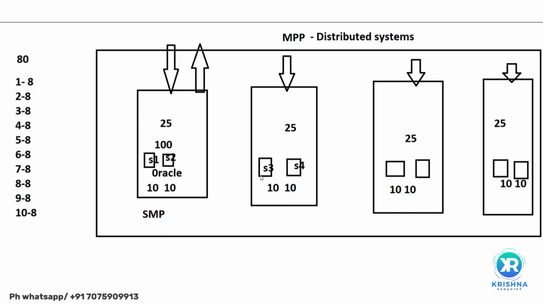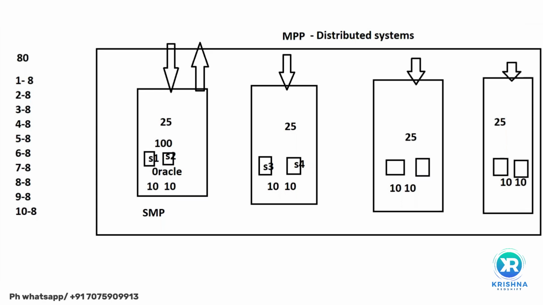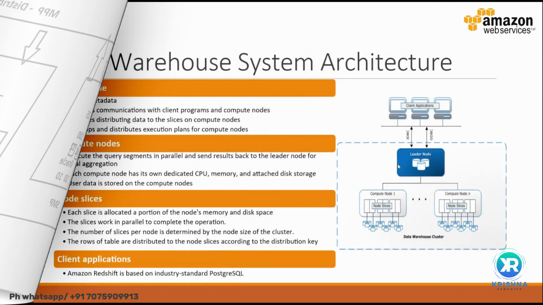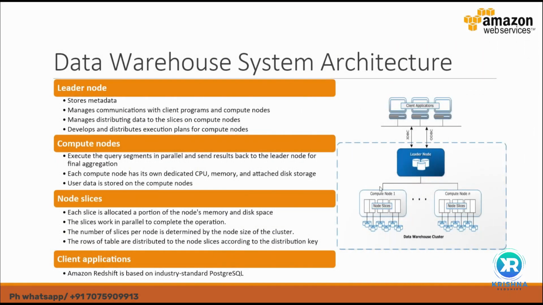If you are a big customer, you will go with a costly node, meaning a high-end configuration. If you are a small or medium-sized customer, you will go with a medium or small configuration, which is sufficient for your business. So based on the node type, you will have 2 slices or 4 slices per node. Here, this compute node 1 is what I'm explaining: each compute node will have slices within it.